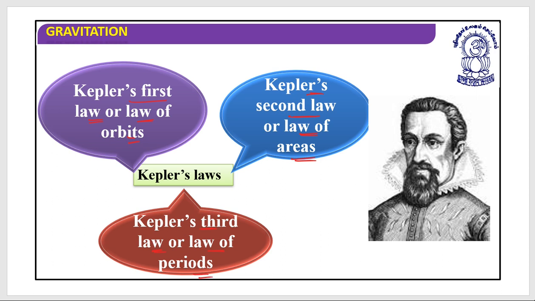He has given these three laws, which are correct for planetary motion, and all these laws are applicable to artificial satellites too. This will help us understand how gravitational force works and how we can understand it correctly. So let's begin with Kepler's laws.